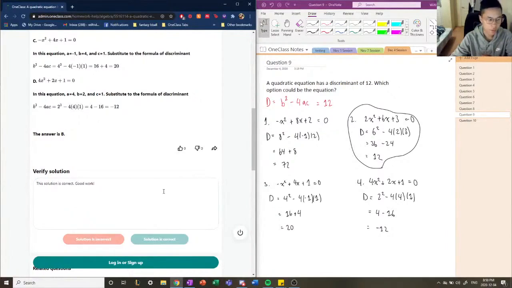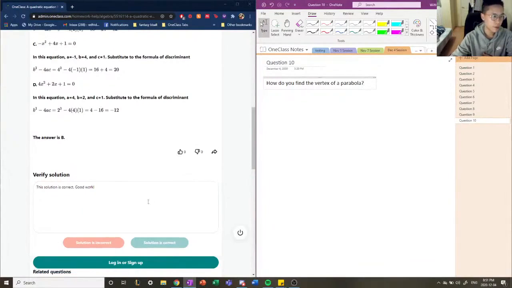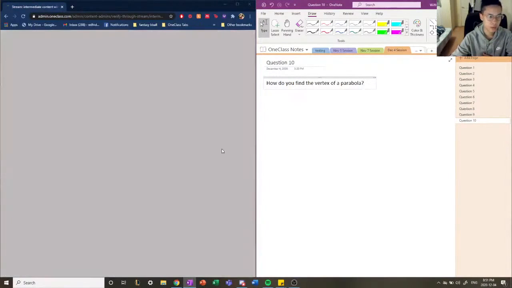All right, finally, we'll move on to our last question of the day, which is: how do you find the vertex of a parabola? While my question is loading here, I'll continue on.